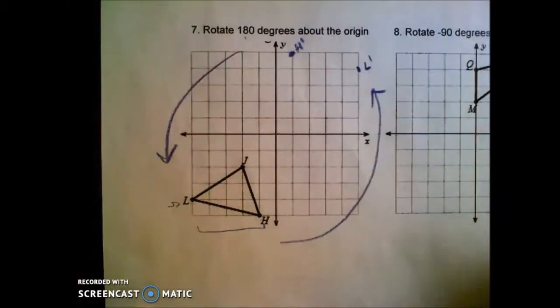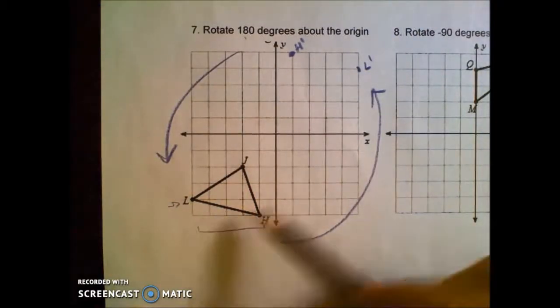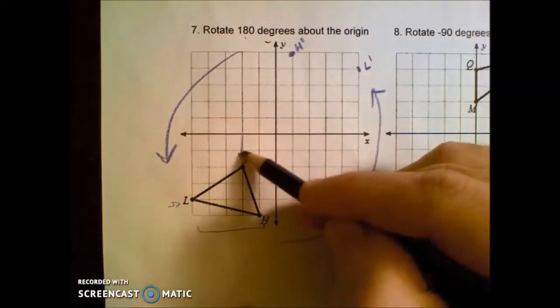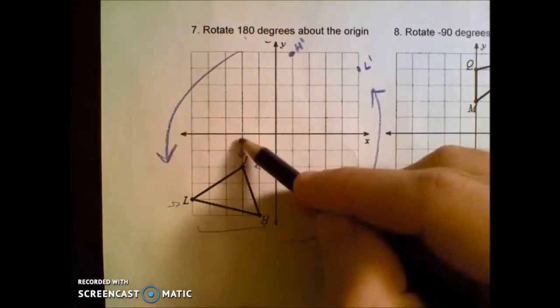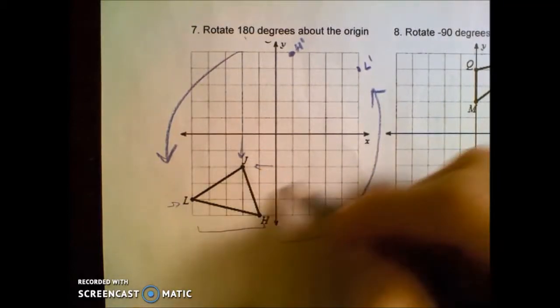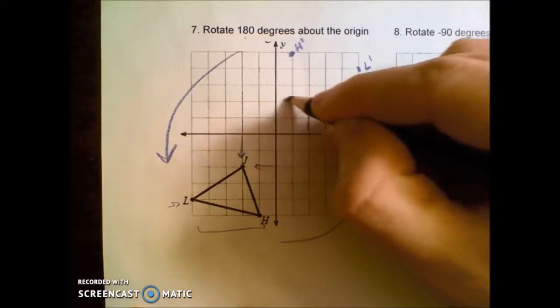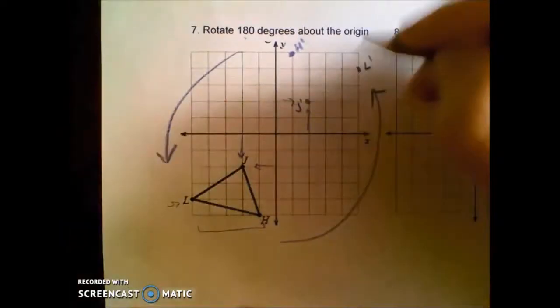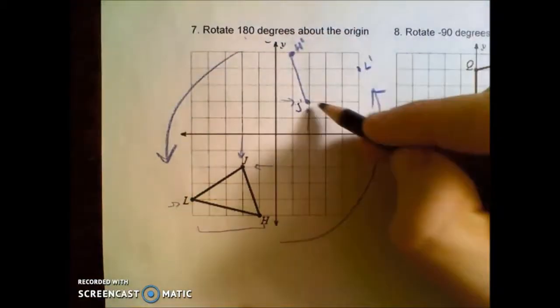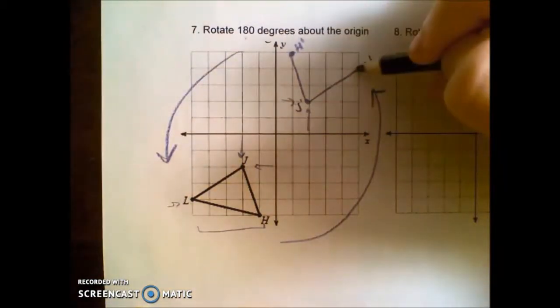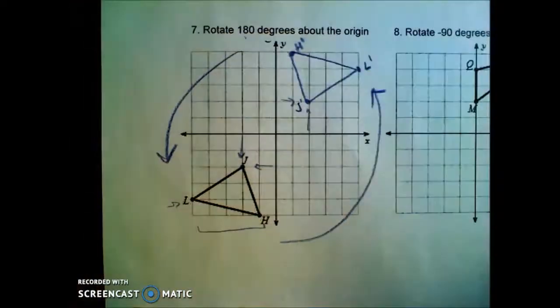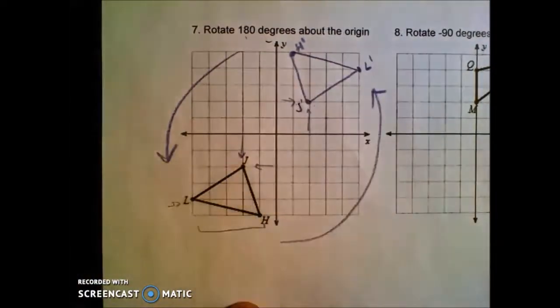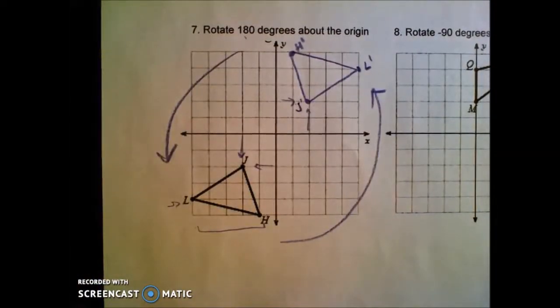Now this way, like I said, is much more difficult and requires you to visualize what's going on. Let's see, J is 2 away from both the negative X and negative Y axis. So when I rotate it, it'll end up being 2 away from the positive X and positive Y axis. So there's J prime. Then I connect the points to create my image. Now, if this is all confusing to you, please just go back and use the transfer paper.